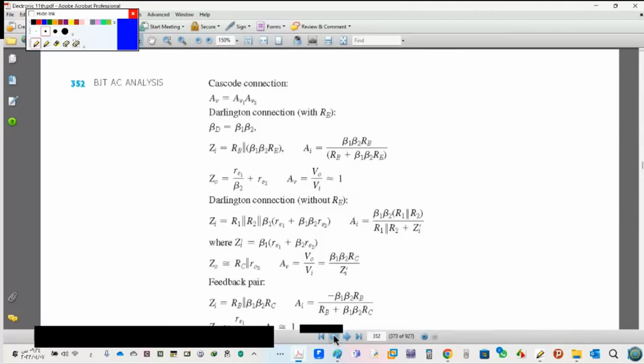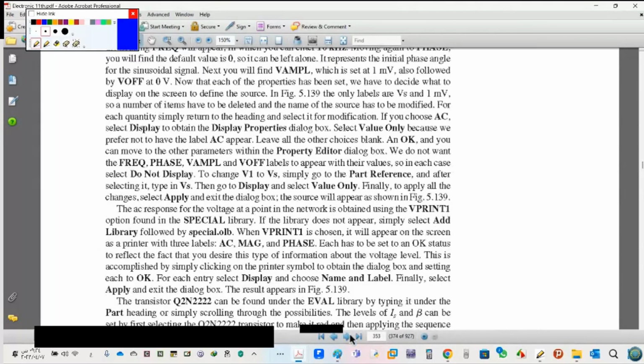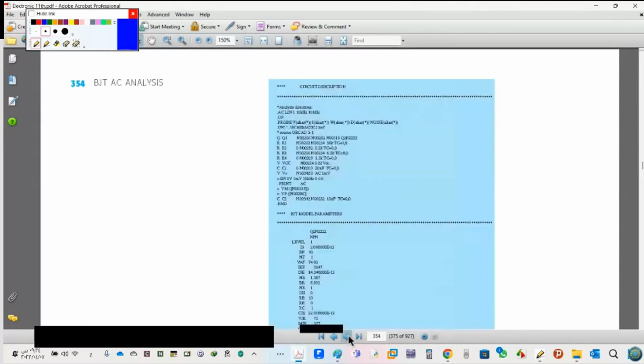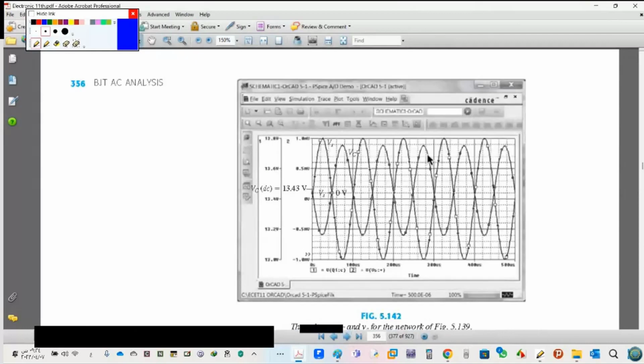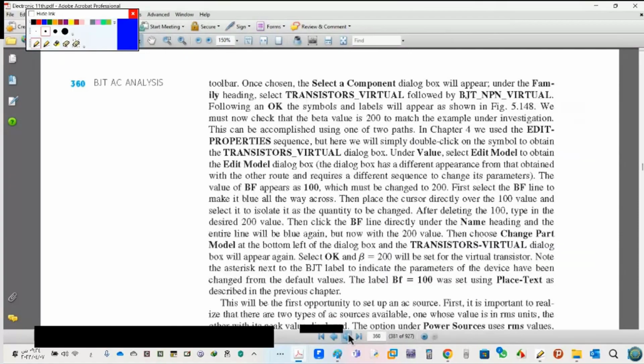Here we have how we can use Multisim or OrCAD for analysis. Usually we are using Multisim. It's easier than OrCAD, but you can use OrCAD for analysis if you want.